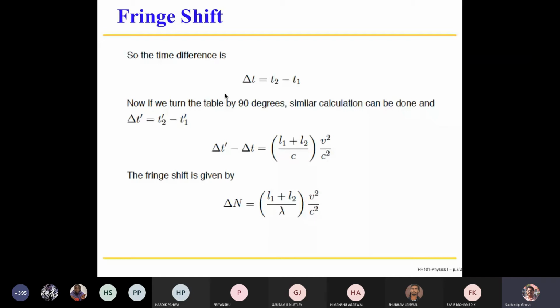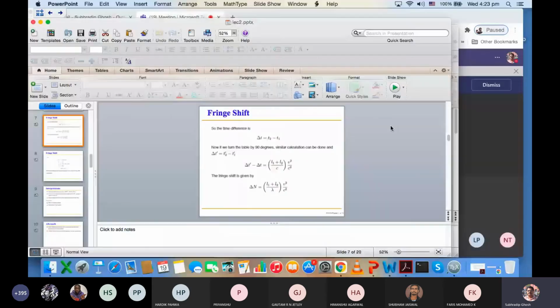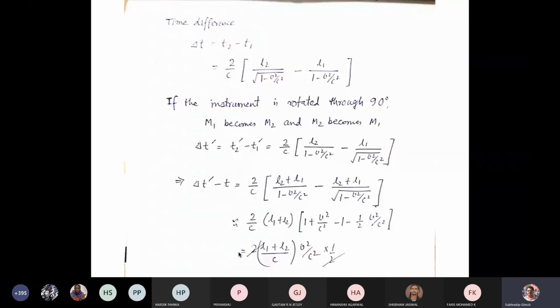So what would be the result? Let me just show you the little calculation. You can do it by yourself, but I thought I would show you. So here it is. The time difference, delta t equals t2 minus t1, you can find from the calculation. It's this thing. Now if we rotate the instrument through 90 degrees, M1 becomes M2 and M2 becomes M1. Then L2 becomes L1 and L1 becomes L2. So it's simple. Then the time difference is delta t prime equal to t2 prime minus t1 prime.